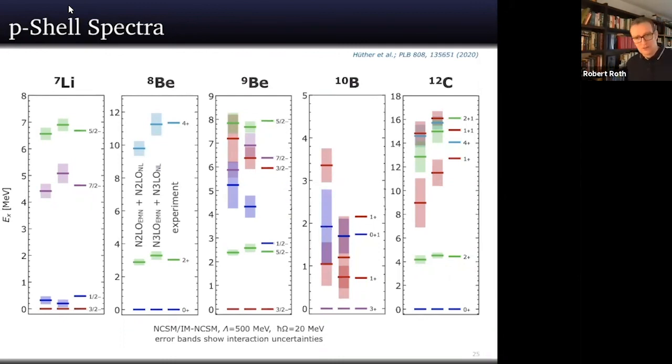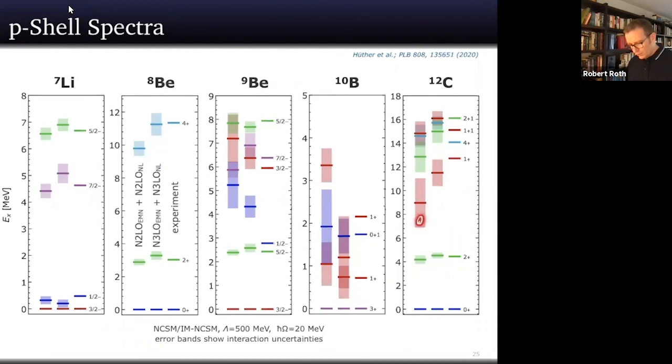I'm happy with this. So I wouldn't be shocked by the apparently large sizes. I mean, this one is another bad guy, if you like. We know this state for a long time. It's the 1+ state in carbon-12, which is super sensitive to the three-body force. It moves all over the place if you switch off the three-body force. So it's expected that this one reacts sensitively to higher orders.